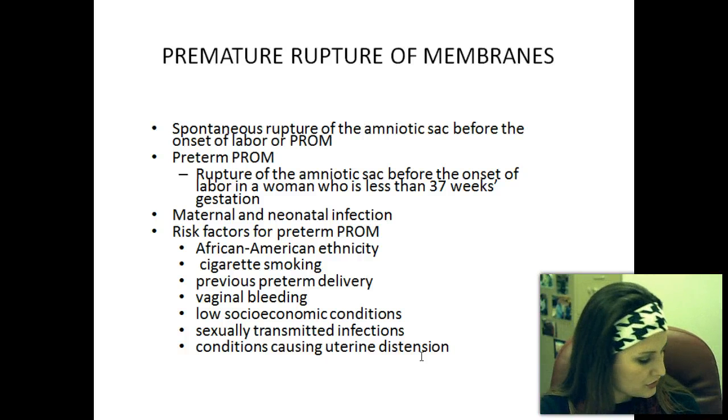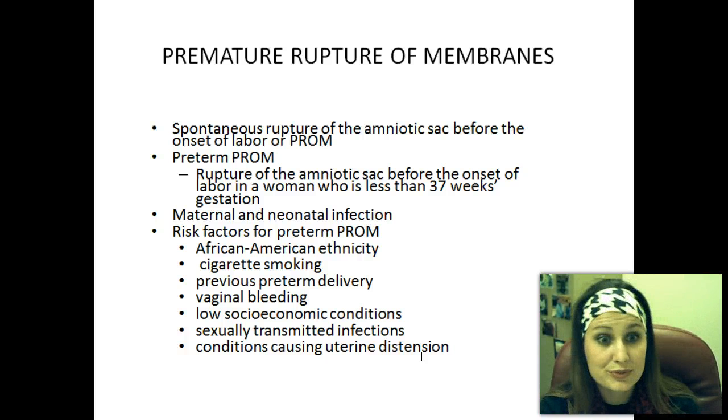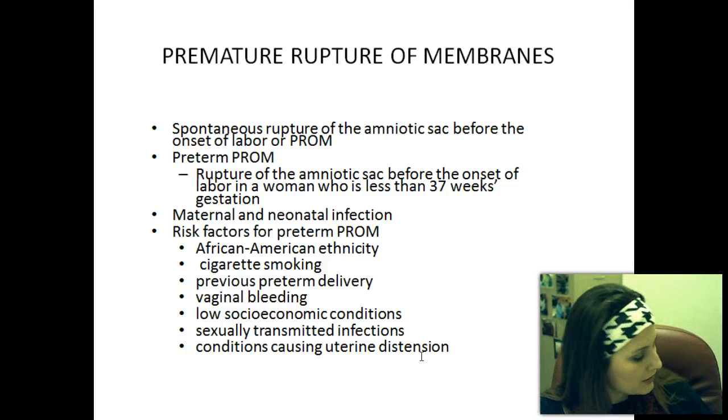Okay, and of course with both of those, what are you going to do? You're going to check fetal heart tones before and after. Always check on that baby. Okay.